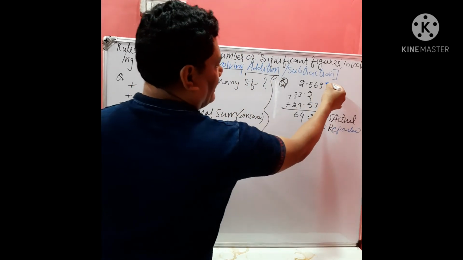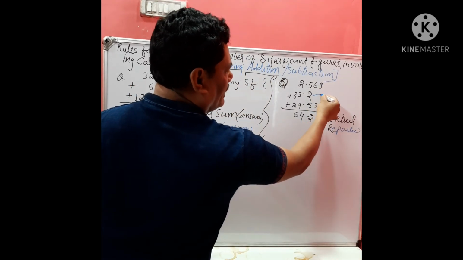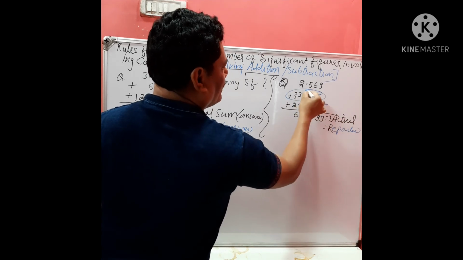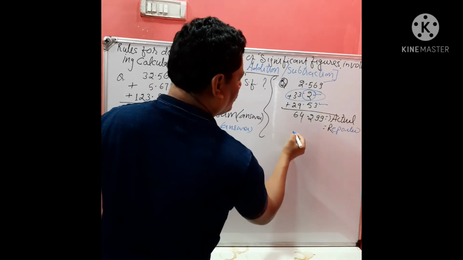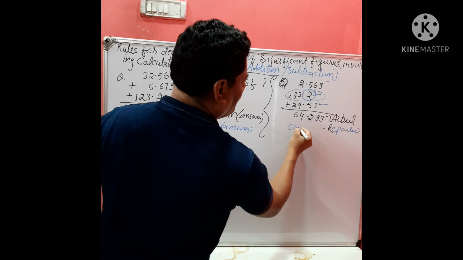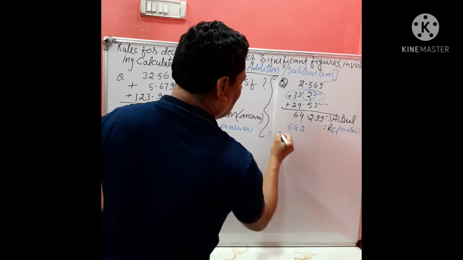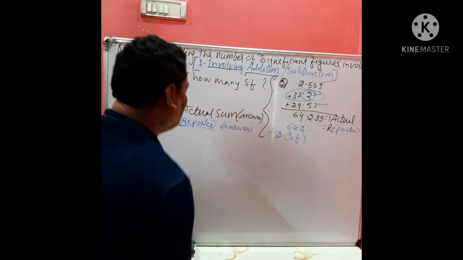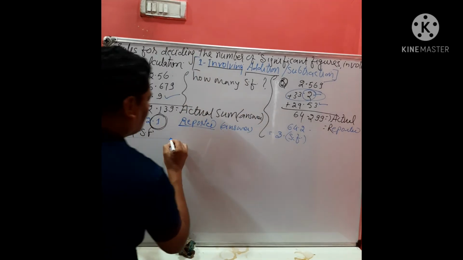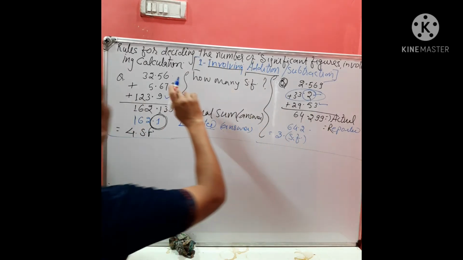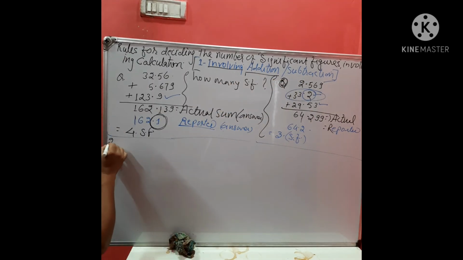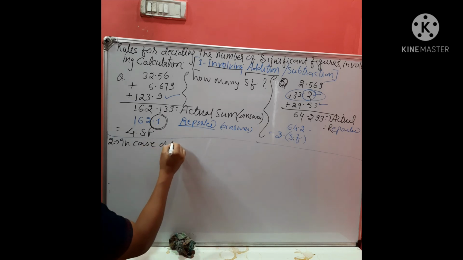Here there are 3, there is 1 and there are 2 decimal places. So I have to express my answer using the least decimal place. So my reported answer will be 64.2, and there are 3 significant figures. This is the answer for addition and subtraction.